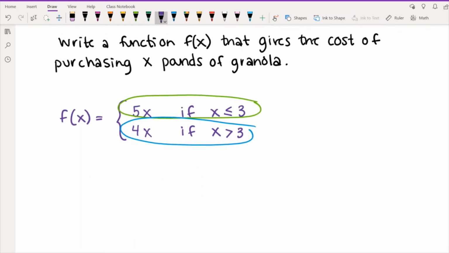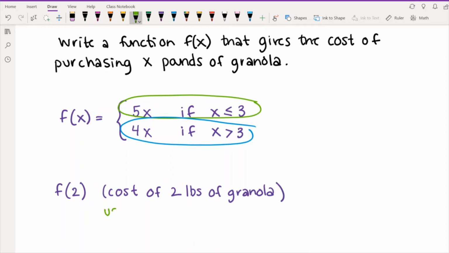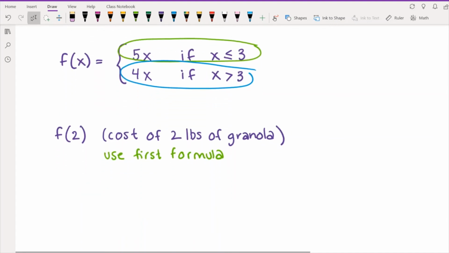So for example, if you're buying 2 pounds of granola, as we said, so f of 2 would mean, I'll say that this way, it's the cost of 2 pounds of granola. Well, 2 is less than or equal to 3. And so, right, we're going to use the first formula. And so f of 2 would be equal to 5 times 2, which is 10. And it would be $10.